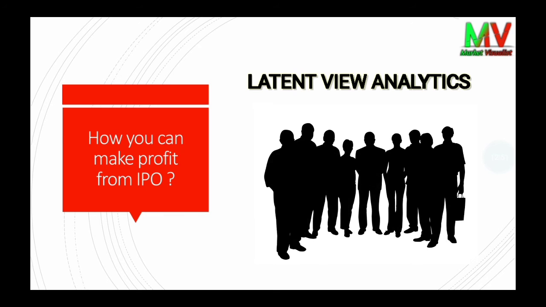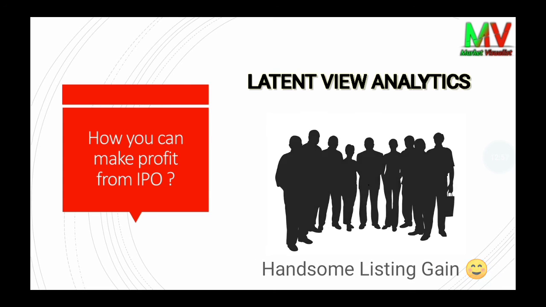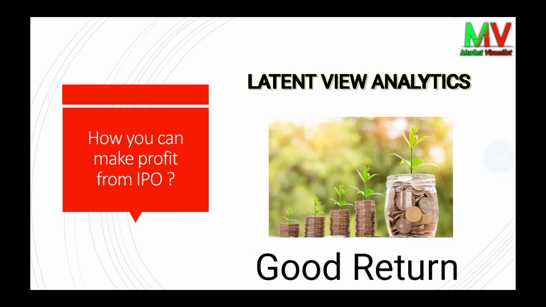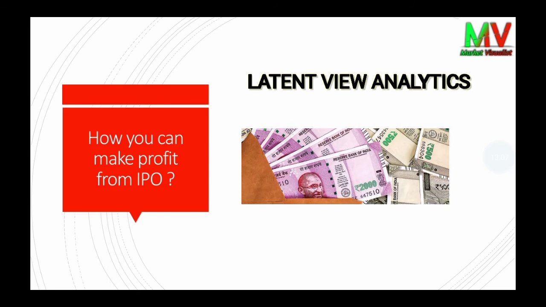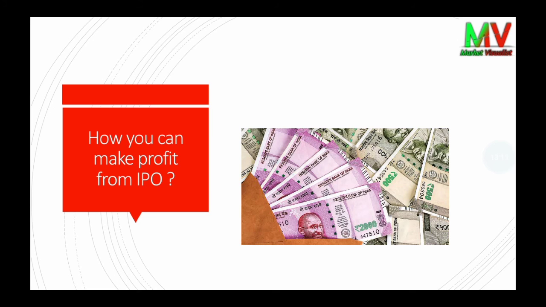It means the investors who invested their money in the IPO, or who got an allotment, got a handsome return of 150% lump sum. Here you can see how you can make handsome returns from the IPO without losing your money. If you have good knowledge, then you can get maximum returns from the IPO.